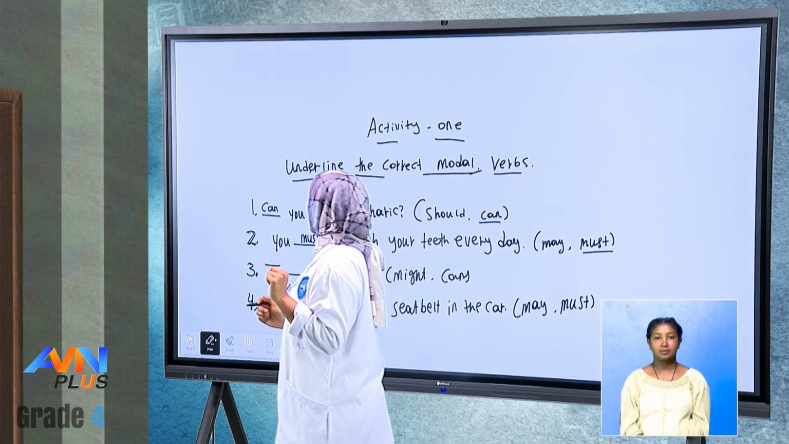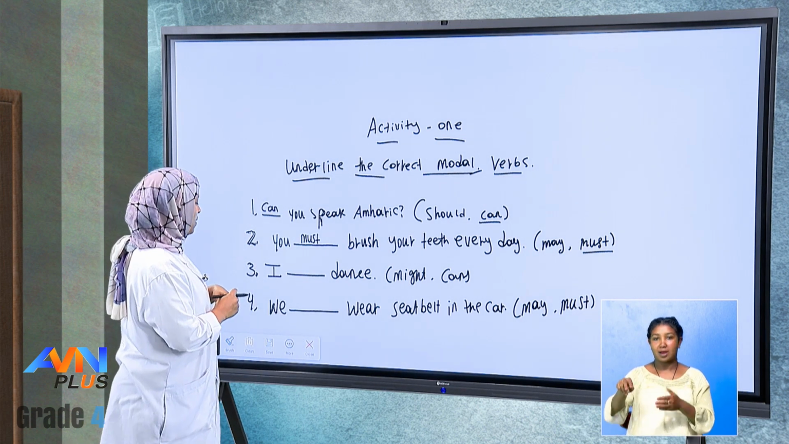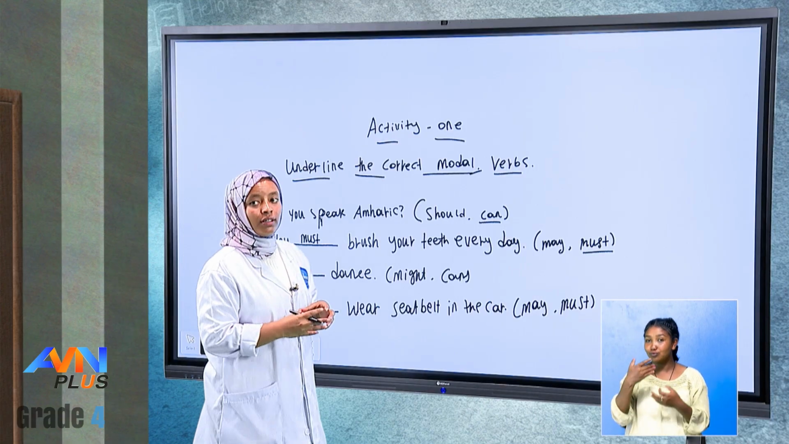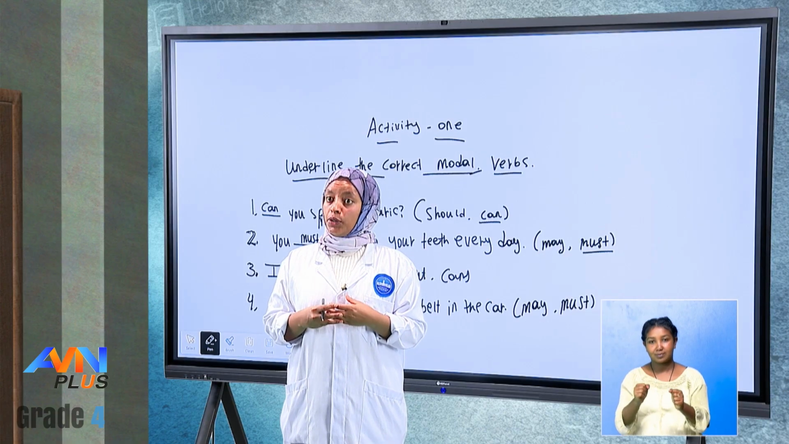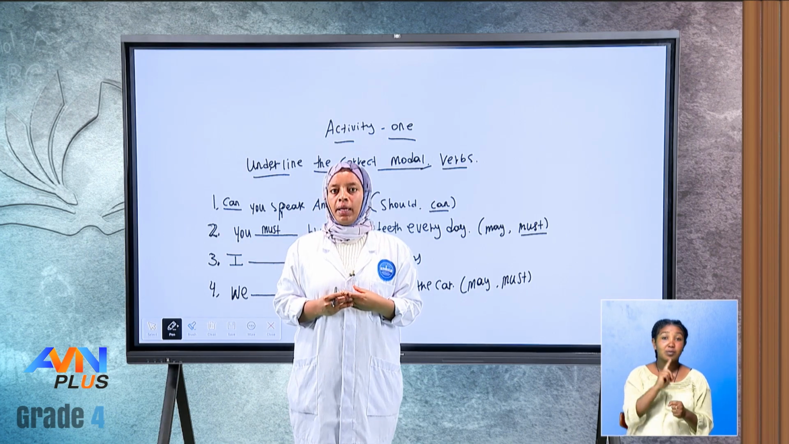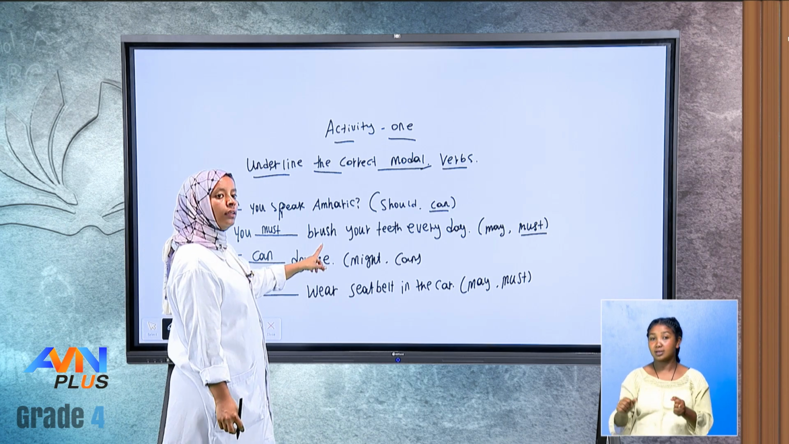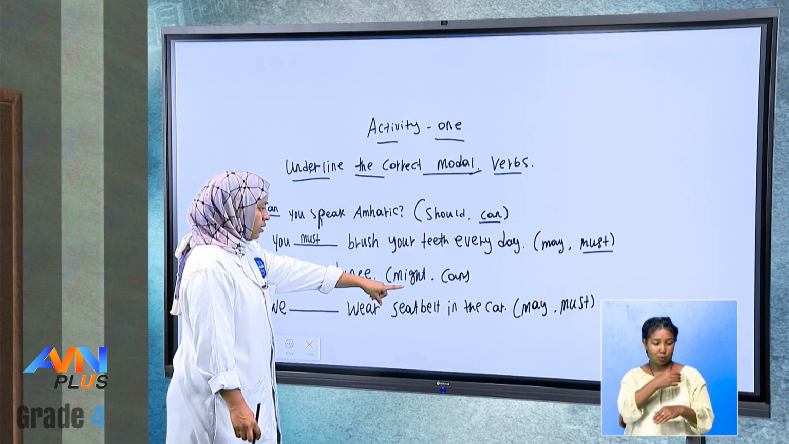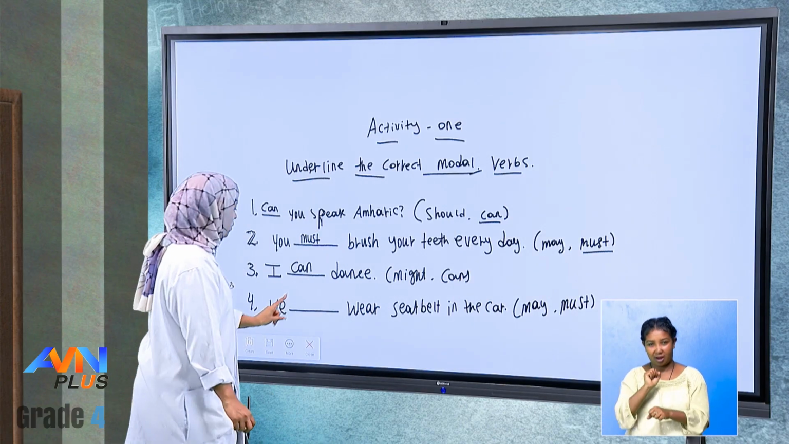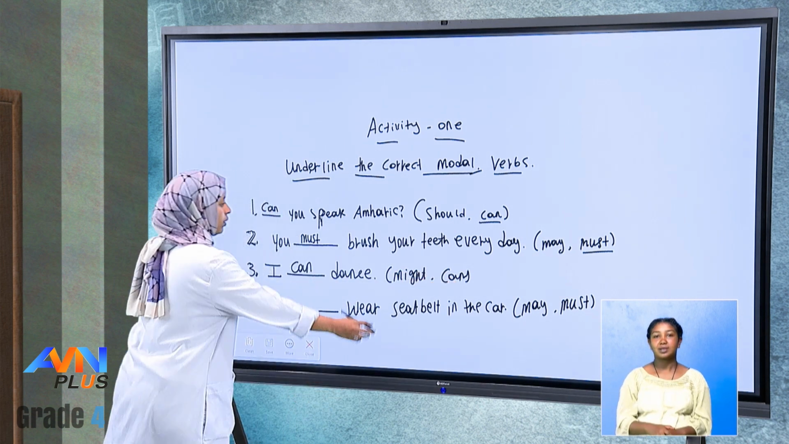Bravo, students. Question number 3. I blank dance. Dance also, I told you already, it is also ability. We can use can for what? Ability. I can dance. Here is question number 4. We blank wear seatbelt in the car. Bravo, students. Here is, must.